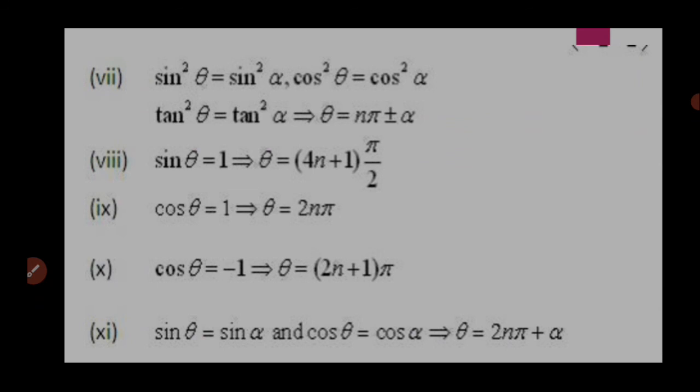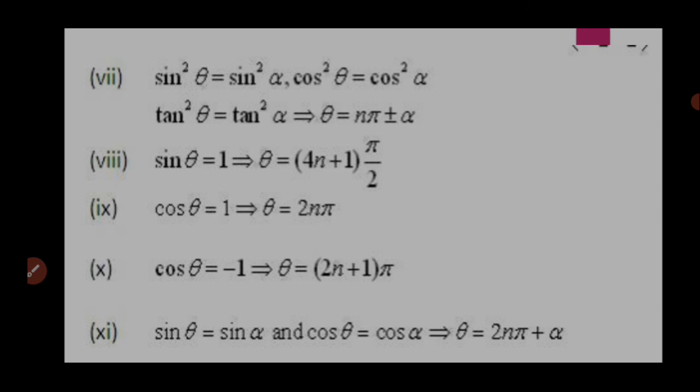If sin square theta is equal to sin square alpha, or cos square theta is equal to cos square alpha, or tan square theta is equal to tan square alpha, then what happens? Theta is equal to n pi plus minus alpha. If sin theta equals 1, then theta is equal to (4n plus 1) pi by 2. If cos theta is equal to 1, then theta equals 2n pi. If cos theta is equal to minus 1, then theta is equal to (2n plus 1) pi.